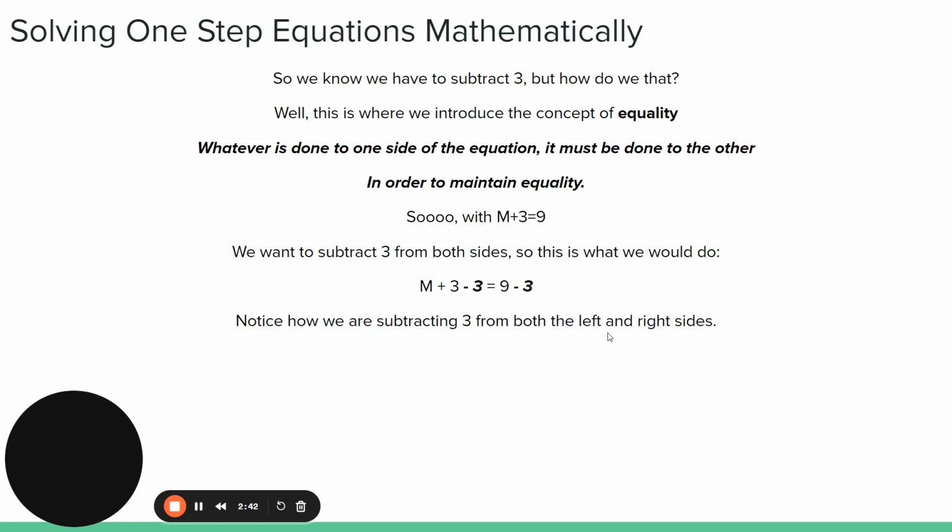Notice that we are subtracting 3 from both the left and right sides of the equation. Now we can simplify. To simplify the left side, m plus 3 minus 3 is equal to m plus, as I have it here, 3 minus 3, which is equivalent to 0, so we're just left with m. And then 9 minus 3 is 6. Now we simplify the right side, so m equals 6.